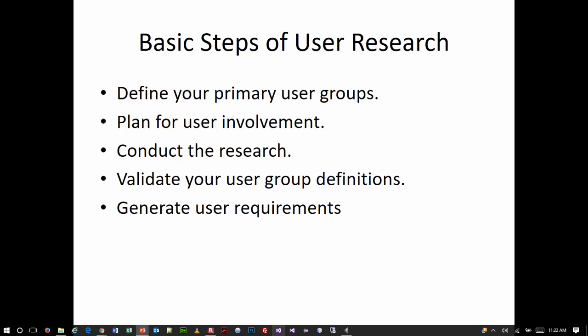Why would we even bother to do the research? These are your 5 bullet points. You're trying to figure out who they are, how you're going to get them involved, how you're going to gather your information. You have to figure out what kind of groups they fall into, and then you're going to end up generating what they call user requirements.